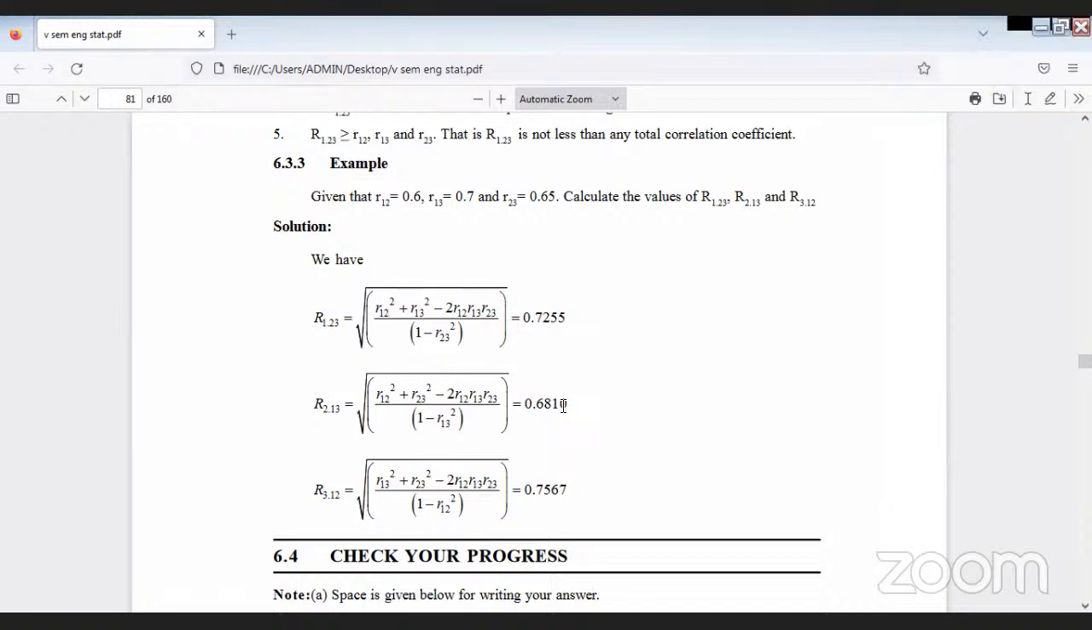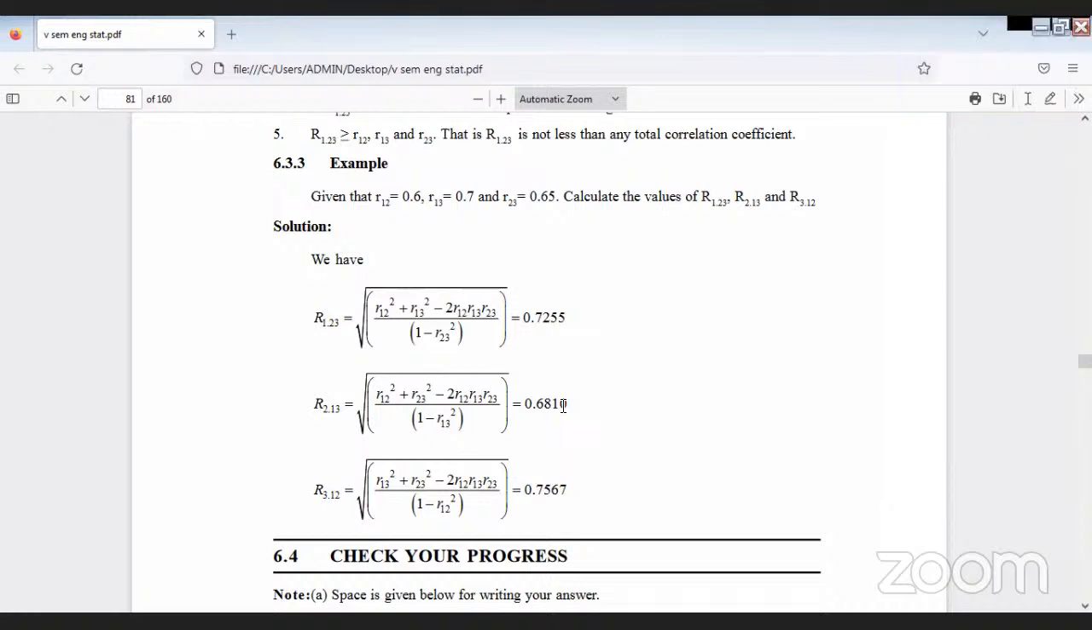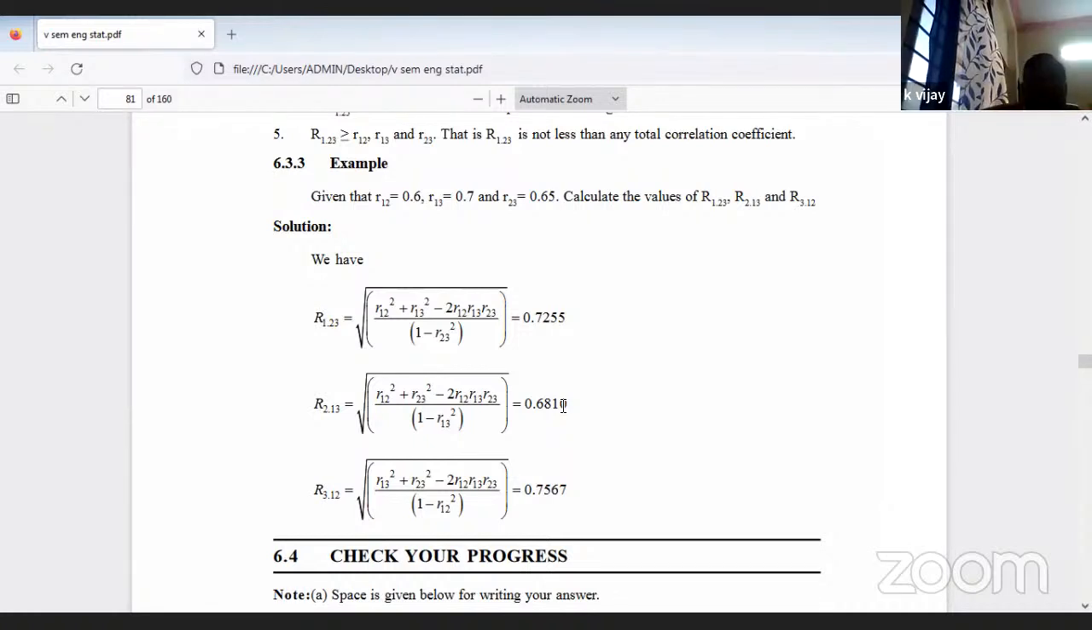Sir, 0.7255, sir. Correct answer. 0.7255, correct? Yes, sir. Then you have to do R2.13 and R3.12. All of you do R2.13 and R3.12 also. You have to cross check, because there is a difference in calculation from person to person.